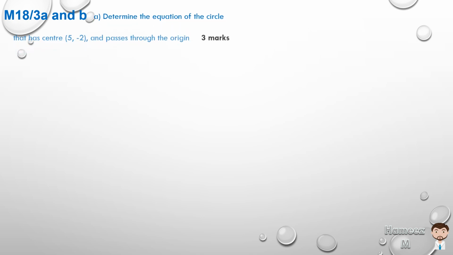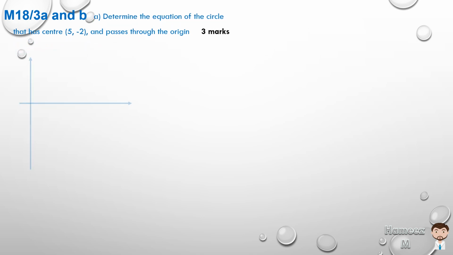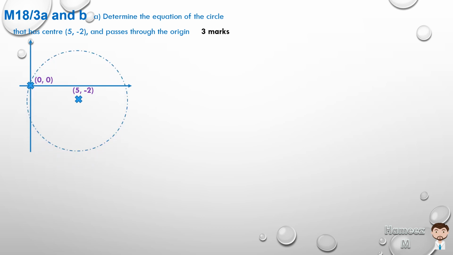May 2018, number 3A. Determine the equation of the circle that has center 5, minus 2. So let's bring up some axes to make a little sketch and bring up 5, minus 2, meaning that it'll be in the fourth quadrant and passes through the origin. So we know the center of the circle, and 1 point on the circle's circumference is the origin. So we can bring up that, and let's draw a dotted line to show the circle.